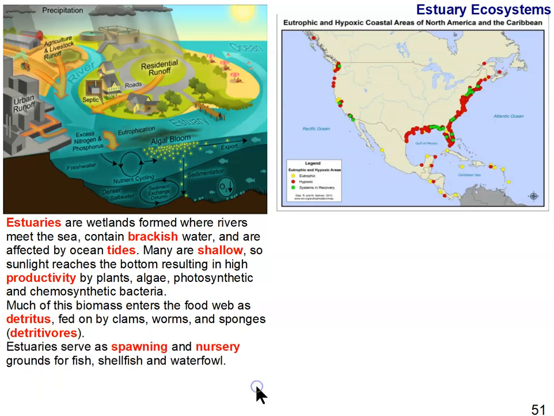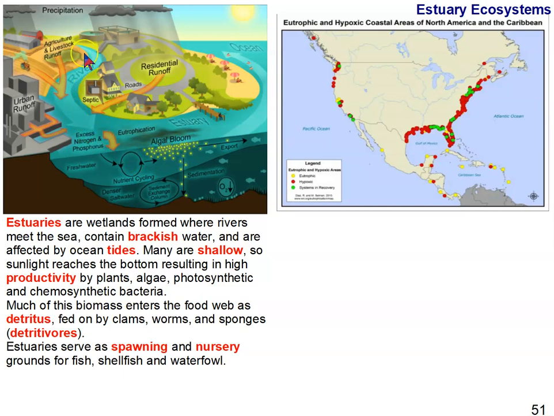Just like freshwater wetlands, estuaries are important spawning grounds for a lot of different species, nurseries, and also habitat for a lot of different species. And as we can see from this diagram, they are also subject to eutrophication, just like freshwater lakes are.